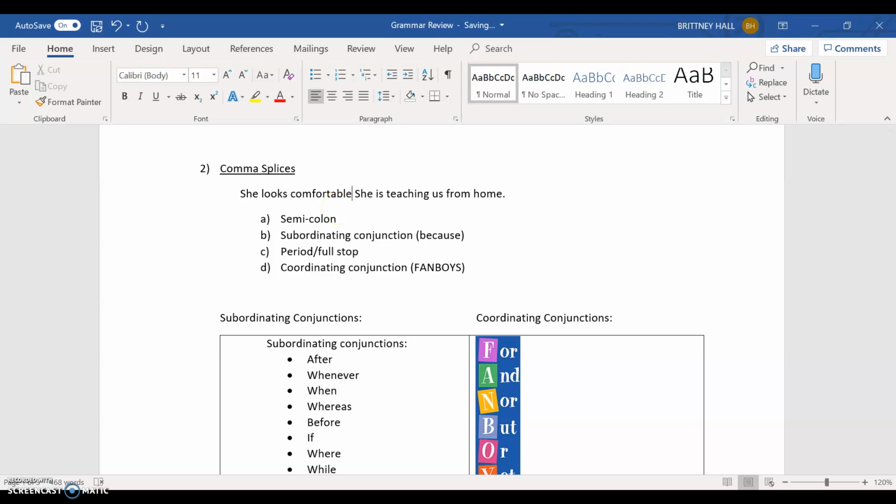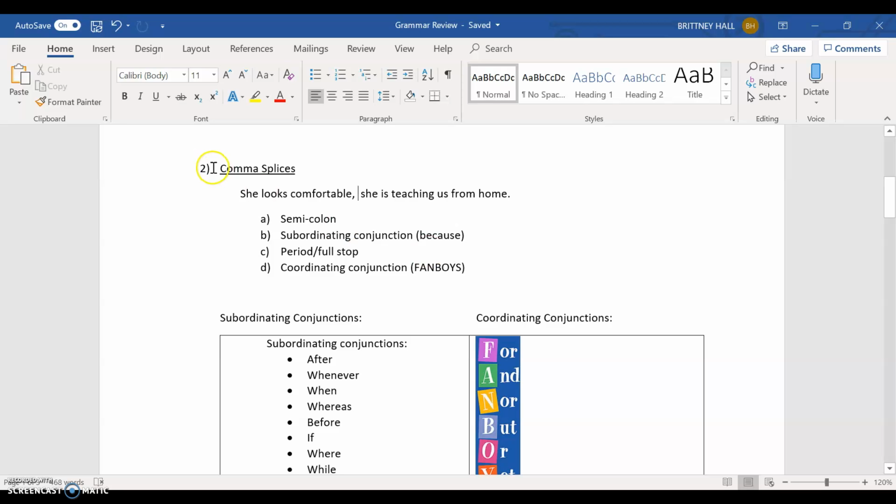She looks comfortable, and she is teaching us from home. Or she looks comfortable for she's teaching us from home. For as in because, right? Yes. Depending on the meaning of the sentence, you might have more than one option of a coordinating conjunction or a fanboys word to use there.